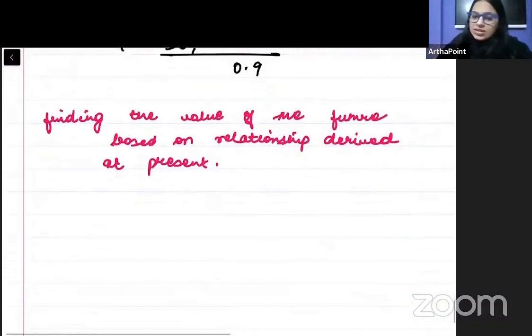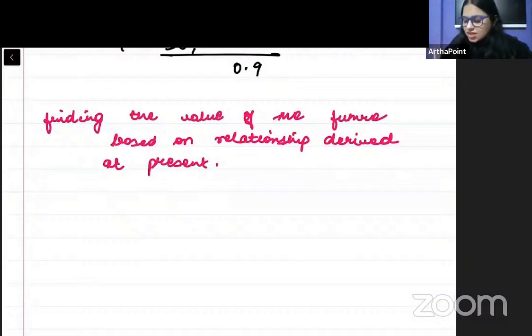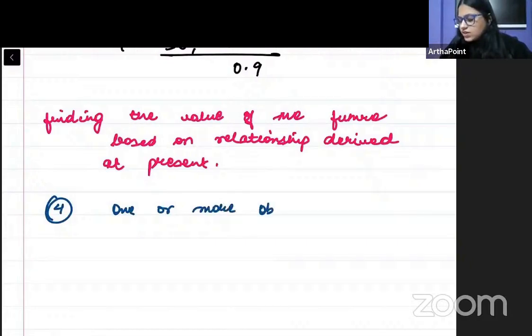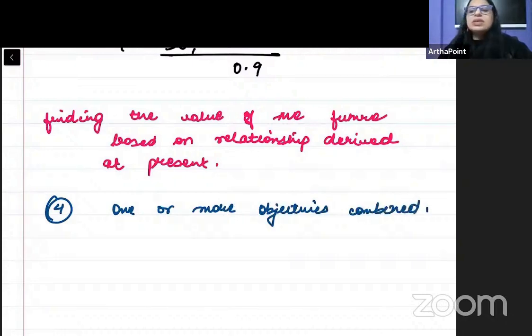Okay. The last one is nothing actually. The book just says one or more objectives combined. It's not necessary to do only one thing; two things can also be done together. We can combine the two things together also, no? That is what it is saying.